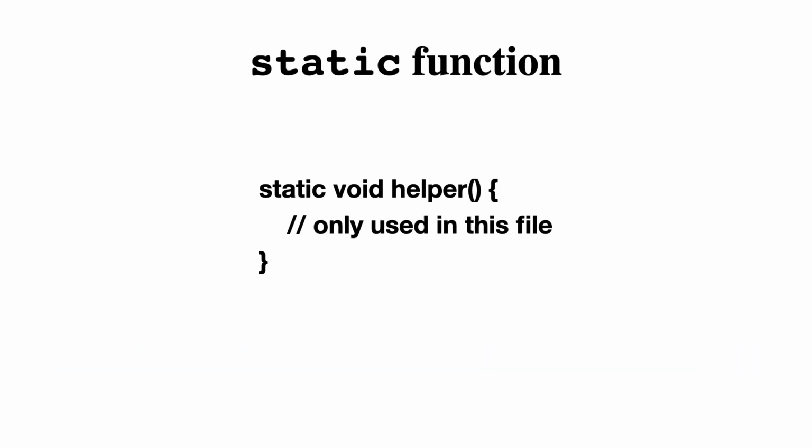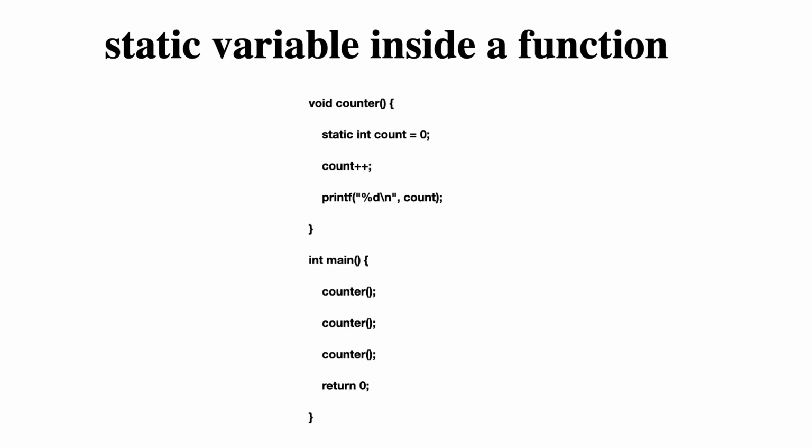The static function is the same as a normal function. It has just one special property: other files cannot call this function. It's generally used to hide the internal logic from other files. Let's see how a static variable behaves inside a function. Normally, local variables are created and destroyed every time a function runs. On the other hand, a static variable is created only once and keeps its value.